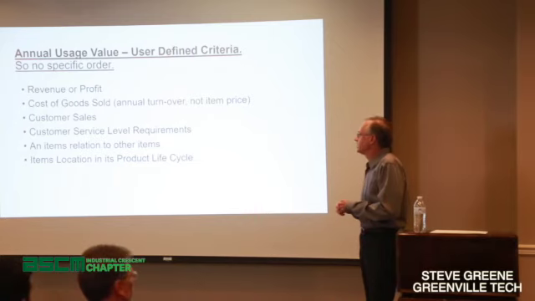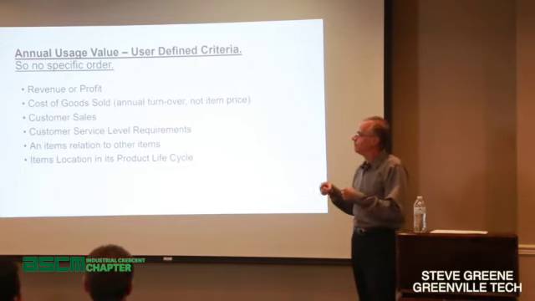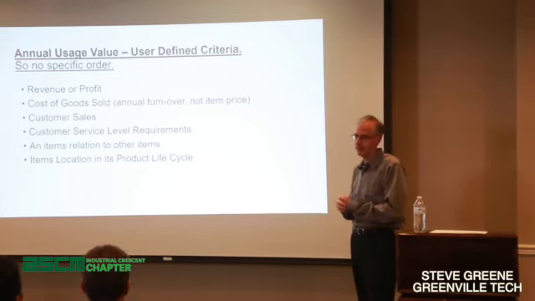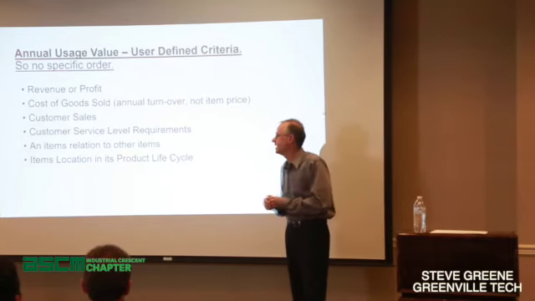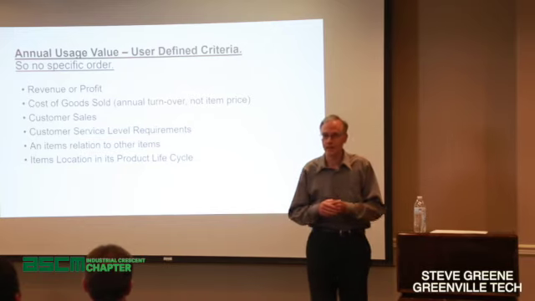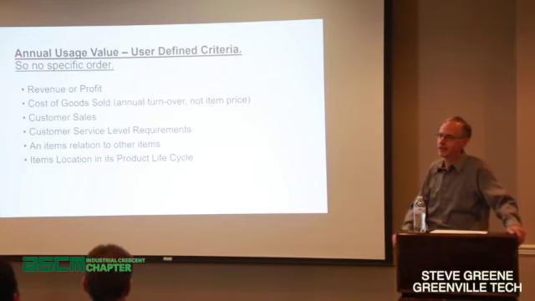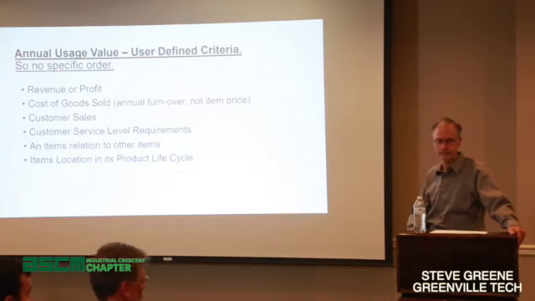The next one is an item's relationship to other items. So let's say you have a Class C item that is paired with a Class A item, but you need to have those together. So what that does is bump up the value of the Class C item to be a Class A item. Okay, and then the last one is the item's location in a product's life cycle. So in a product life cycle, you're going to have the initial stage and the growth stage. If you have an item in the growth stage, it's going to be of higher value than it is later on in the decline stage.